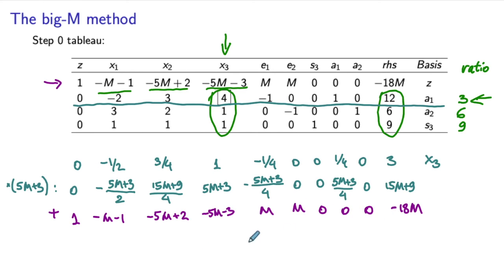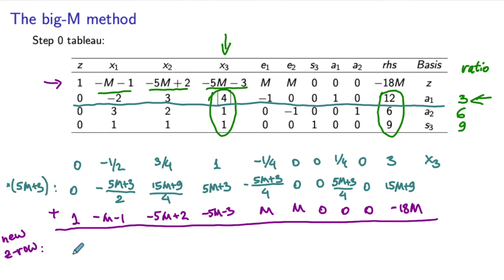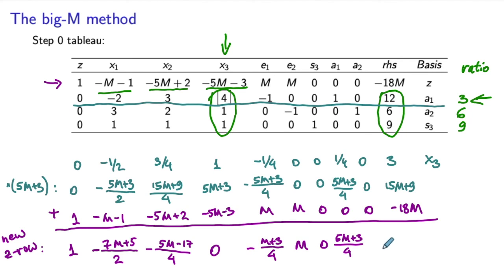It's going to be fun. One here as usual. Then negative 7M plus 5 over 2. Negative 5M minus 17 over 4. 0. Negative M plus 3 over 4. M, 0. 5M plus 3 over 4. 0. Finally, negative 3M plus 9.